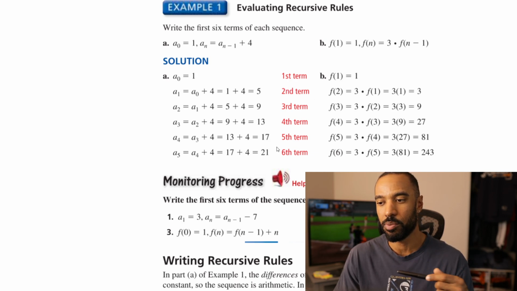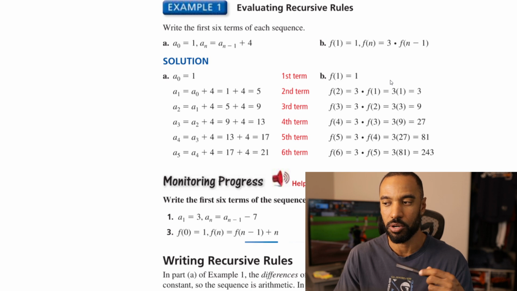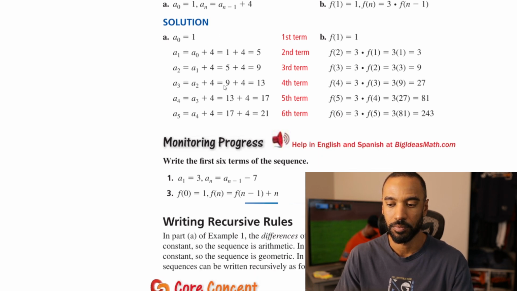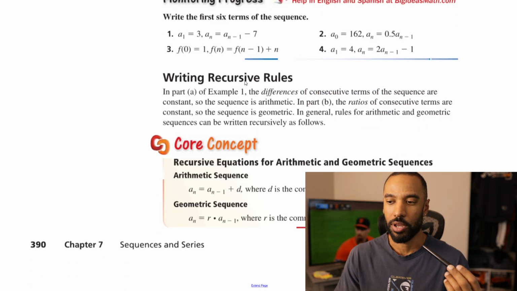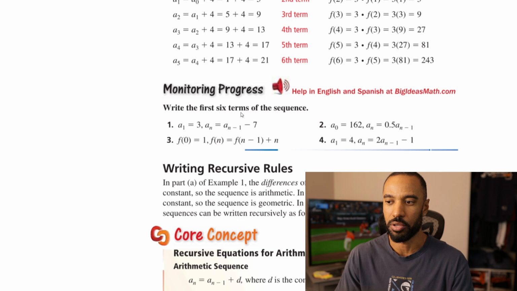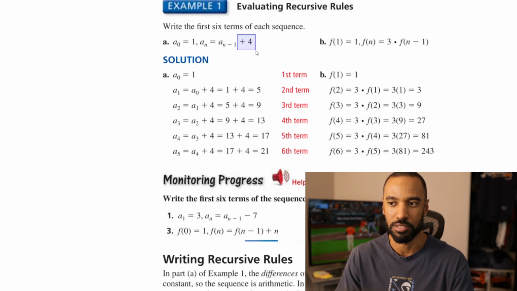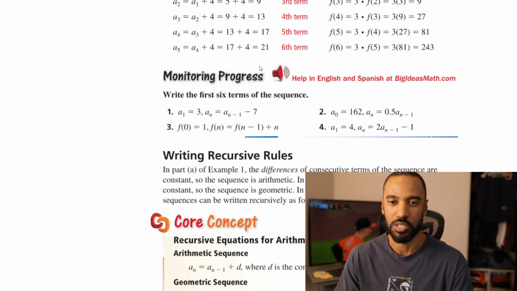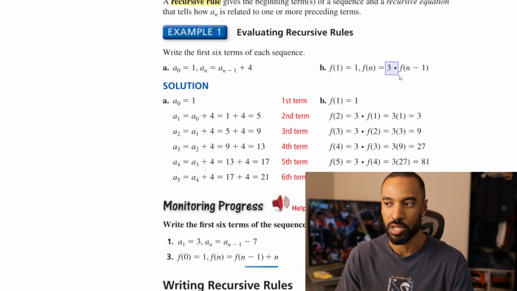So you have an arithmetic sequence here with a common difference of 4, a geometric sequence here with a common ratio of 3, and they show you the value of the first term, starting from 1 apparently, on each of these. Okay. Writing recursive rules. In part A of example 1, the differences of consecutive terms of the sequences are constant, so the sequence is arithmetic. This plus 4, common difference, was arithmetic. In part B, the ratios were constant, so the sequence is geometric. Multiply by 3 each time makes it geometric.